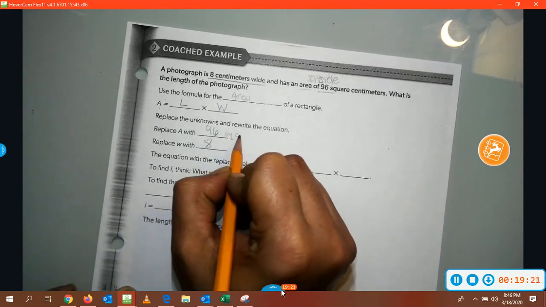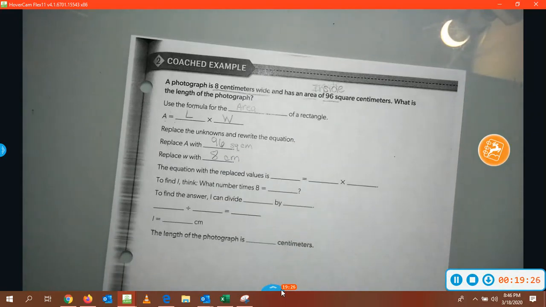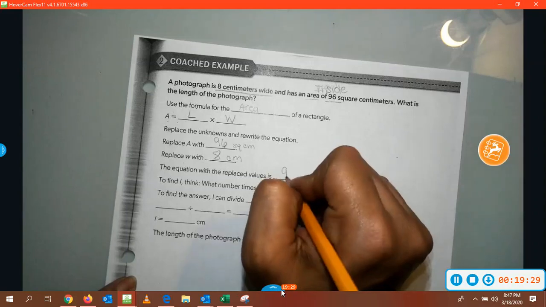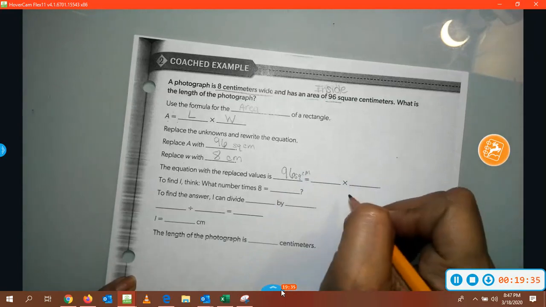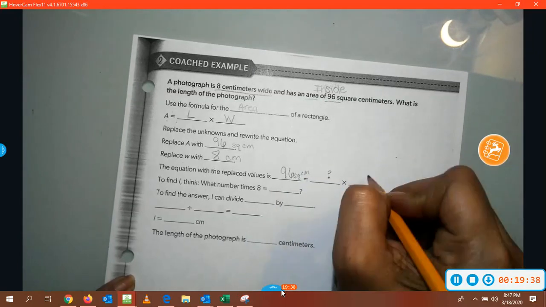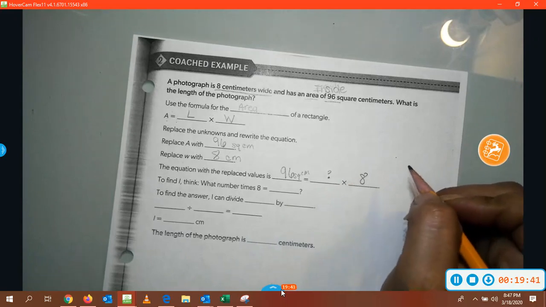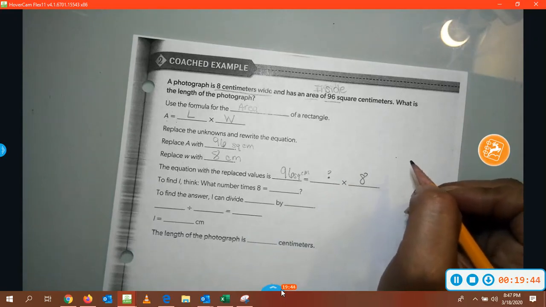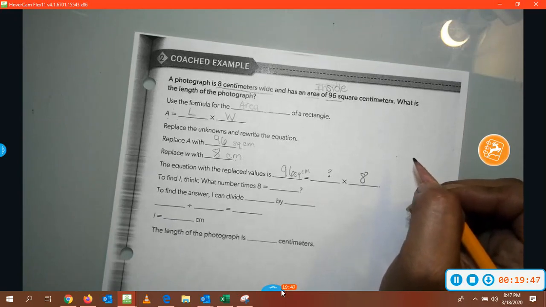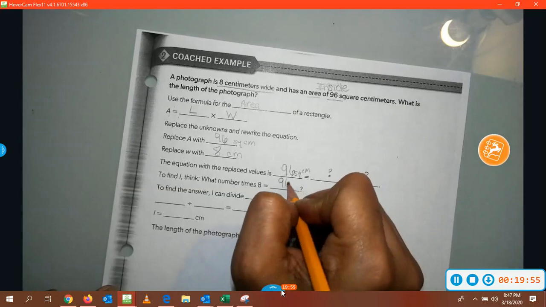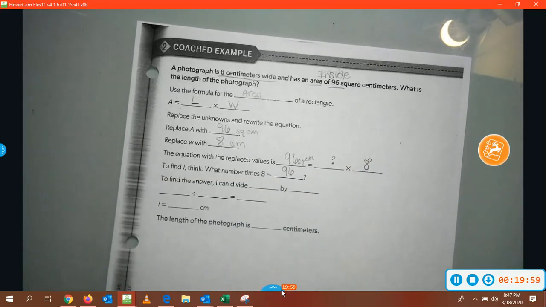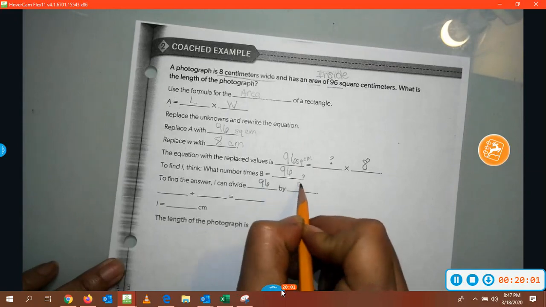This is 4 centimeters. 8 centimeters. The equation with the replaced values is 96 square centimeters equals, we don't know yet, and this will be 8. So to find the length, think what number times 8 equals 96. To find the answer, I can divide 96 by 8.